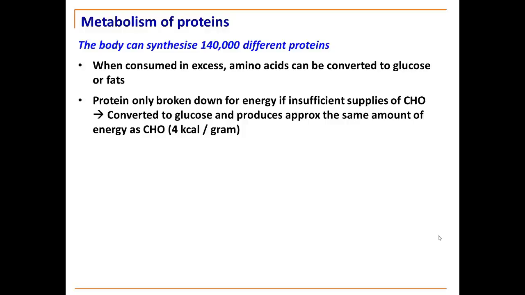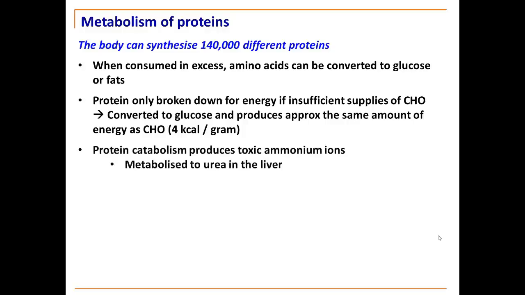Where does it come from? Well, we start to break down our proteins. We break them down into amino acids, and the amino acids are then converted to glucose, but it produces about the same amount of energy as carbohydrate. That's about 4 calories per gram. I work in calories, so if you want to work in kilojoules, just times it by 4.2. So that's about 16.8, 17 kilojoules.